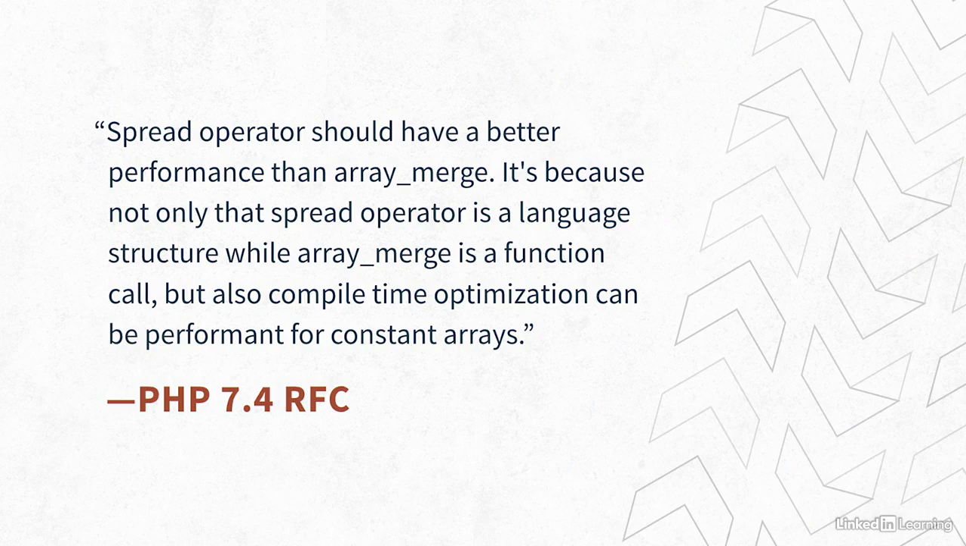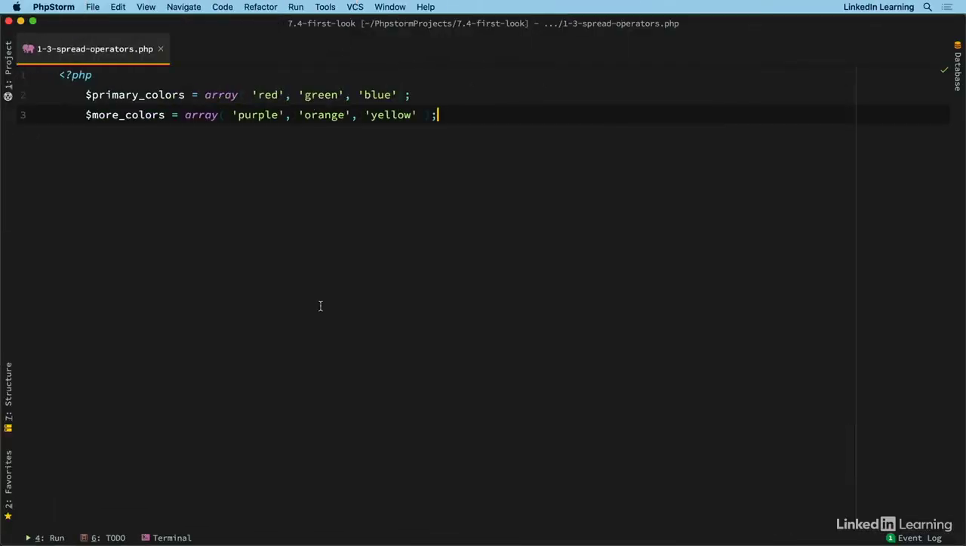That's not only because the spread operator is a language structure while array merge is a function, but also because compile time optimization can be performant for constant arrays. Not to mention, the spread operator supports any traversable object instead of just arrays. Let's take a look at an example.